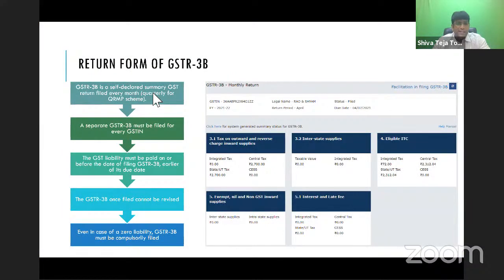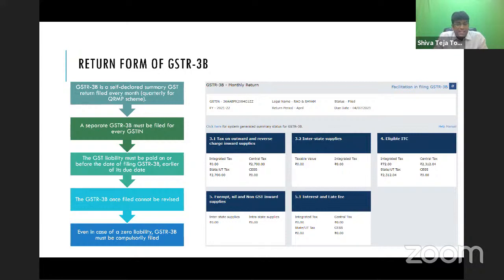GSTR 3B is a self-declared summary GST return. That's a line which I like the most. What declared, guys? Self-declared. It is filed every month, but in brackets, you have to see one point: quarterly for the QRMP scheme. QRMP full form only says Quarterly Return Monthly Payment scheme. Already we spent a lot of time on that.